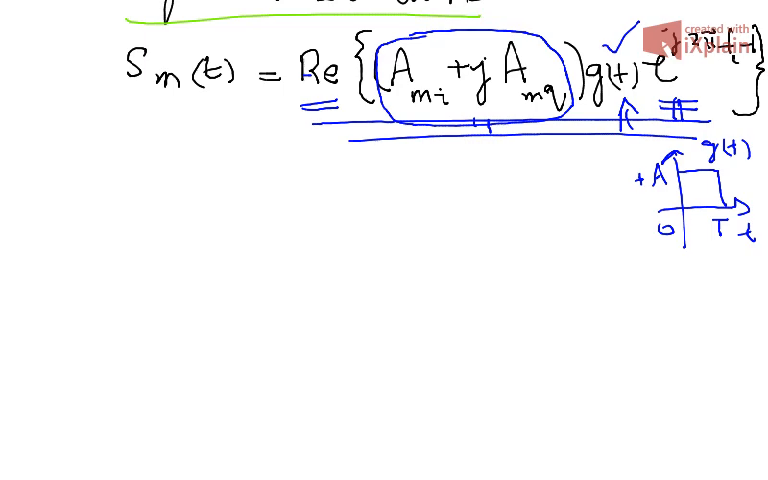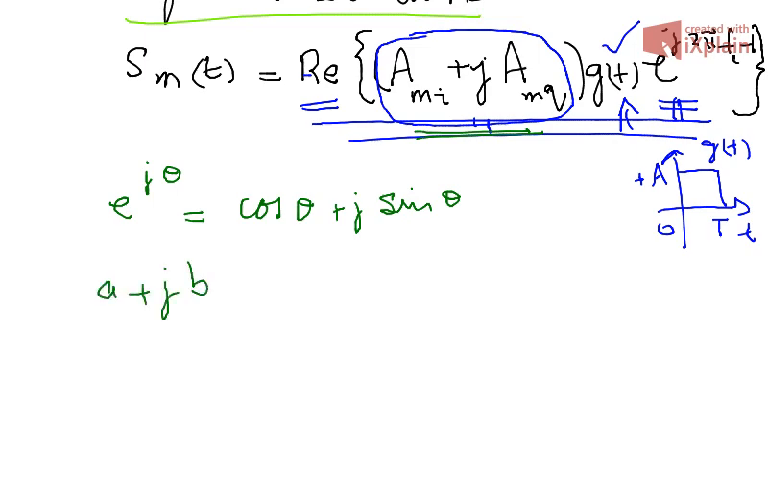So if you see the complex exponential, you are familiar. Let me write it specifically. The complex exponential comes from the Euler identity, which is cos of theta plus j sine of theta. We will use this Euler identity to find the real part of our Sm of t. And then you have another complex number, in the form of a plus jb, right? It's a complex number.